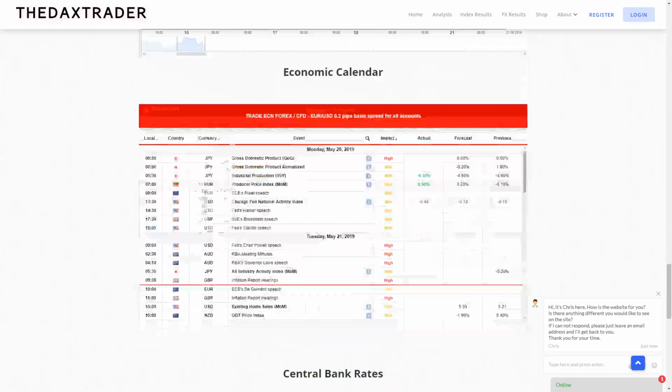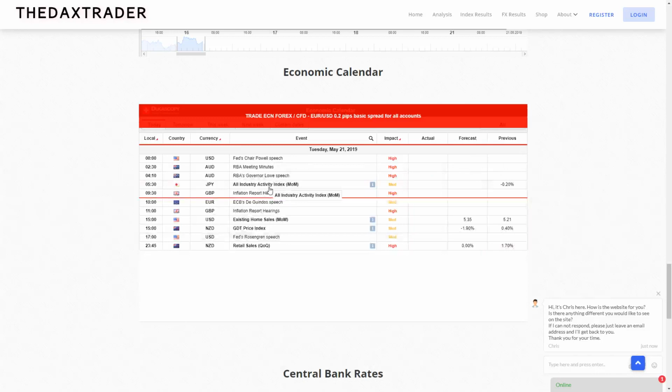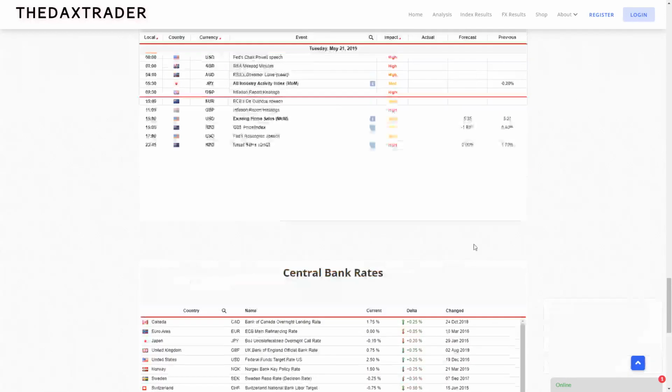And I want to see specifically what's happening today on the European calendar, or the economic calendar. We've got a number of things that have already happened over the Asian session, particularly over in Australia. And today we've got an ECB speech that's going to be happening anytime now over the next few minutes, so expect a little bit of volatility perhaps. At 11 o'clock we've got the inflation report hearings in the UK and a couple of US items coming out in the afternoon, so be sure to check that out as well.